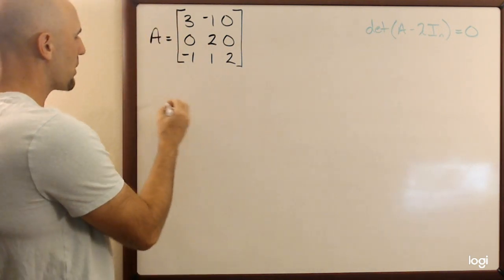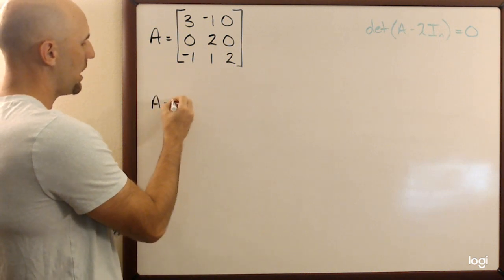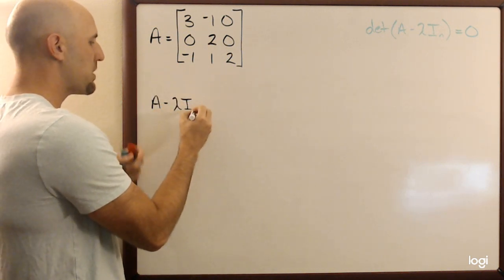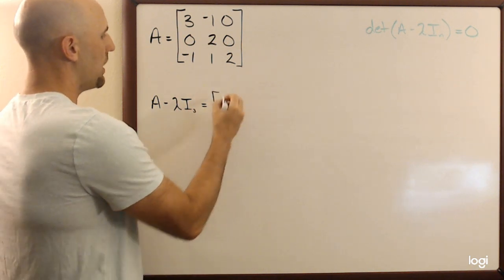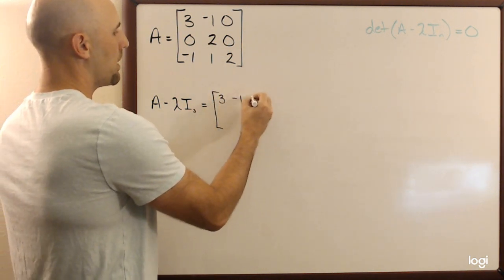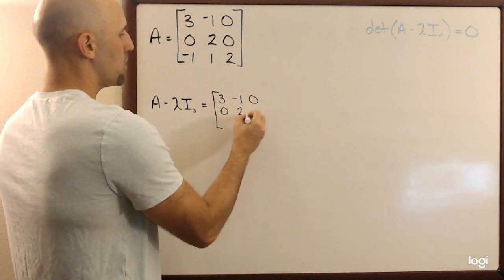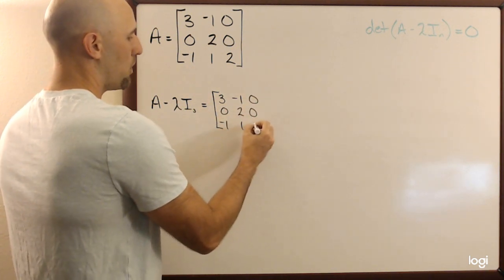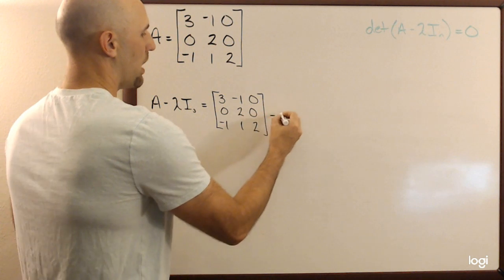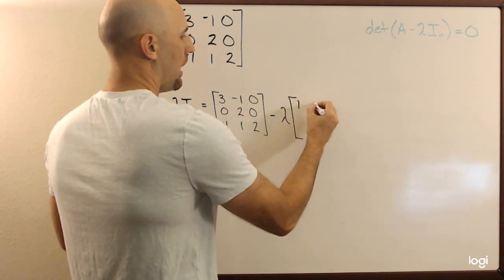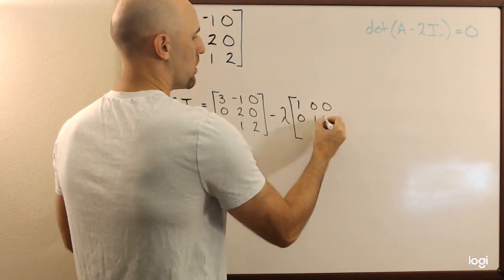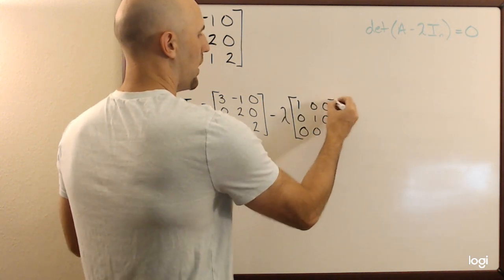So let's talk about A minus lambda I. In this particular case, it's I3. So what's A? A is 3, -1, 0, 0, 2, 0, -1, 1, 2. Okay, so minus lambda, which is just some scalar here, times I3: 1, 0, 0, 0, 1, 0, 0, 0, 1.